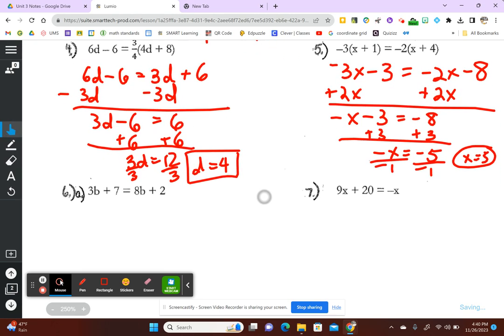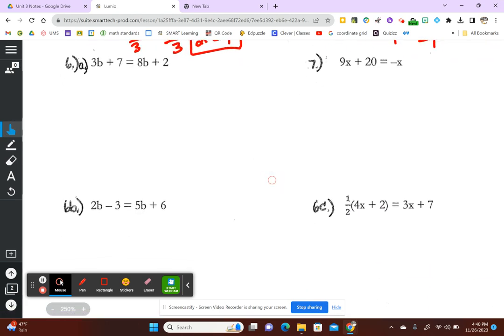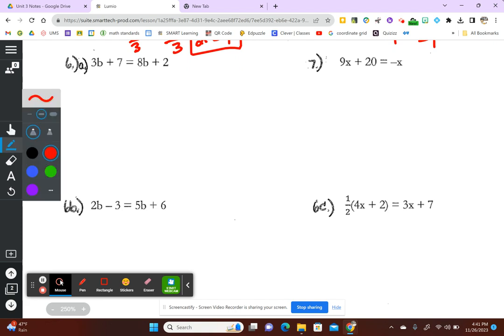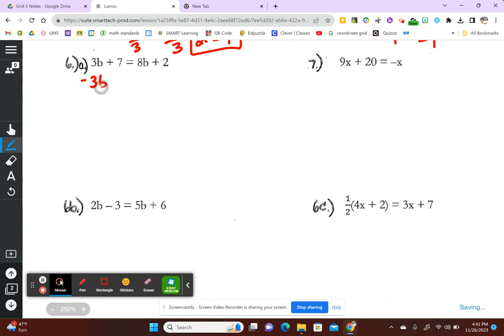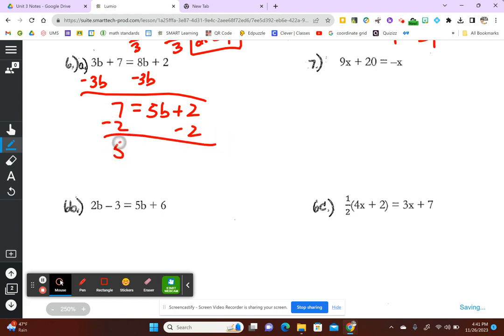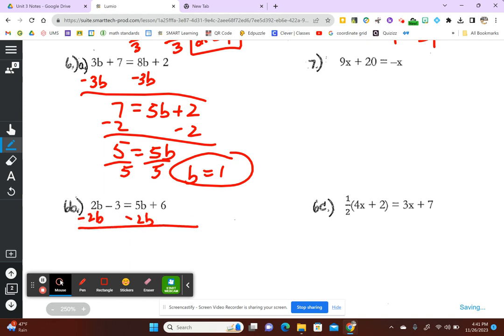Okay. Now, let's look at 6a. So, this is 3b plus 7 equals 8b plus 2. I can either subtract 8b from both sides, or I can subtract 3b from both sides. I get 7 equals 5b plus 2. Subtract 2 from both sides. 5 equals 5b. Divide by 5, divide by 5. b equals 1.